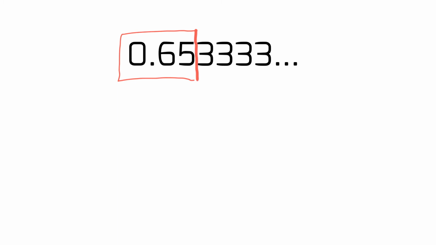And the same idea. I'm going to look at what comes after. Well, that's a 3. Is 3 greater than or equal to 5? Well, it's less than, so that means I'm going to do nothing to all this. I'm just going to keep this the way it is. And then this just stays at 0.65, or 0 and 65 hundredths. And that's it. That's my answer.